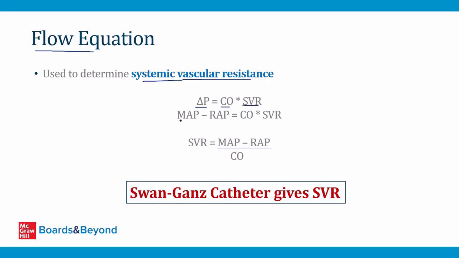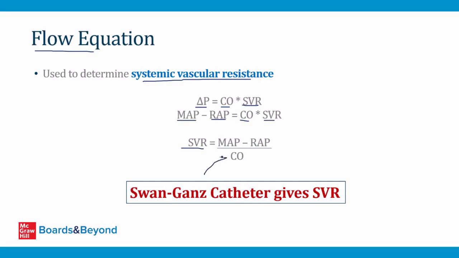Well, the change in pressure is the mean arterial pressure. So in someone who has a blood pressure of 120/80, you could calculate a mean arterial pressure, and then you subtract the right atrial pressure, which is usually a small number like 5 or 10 or so. That will be equal to the cardiac output times the SVR. And so if you rearrange it, then we now have an equation for the SVR.